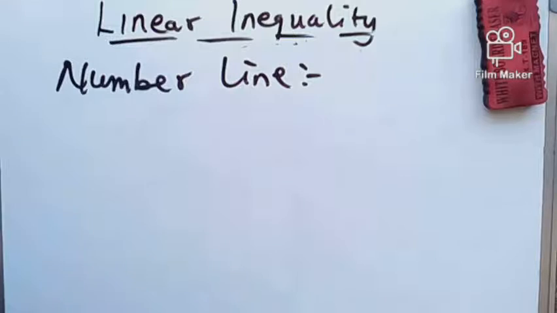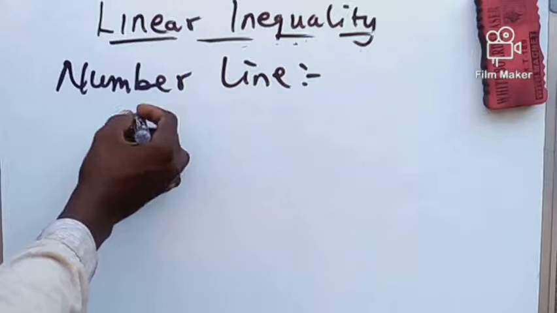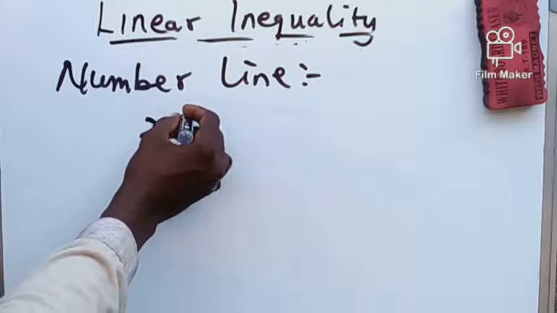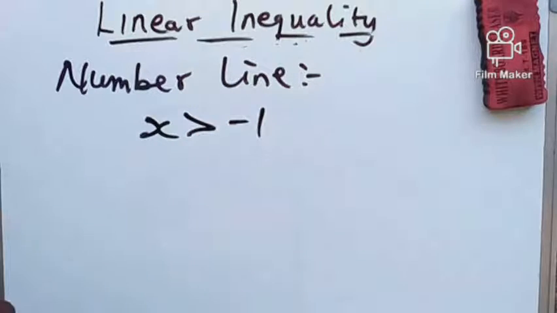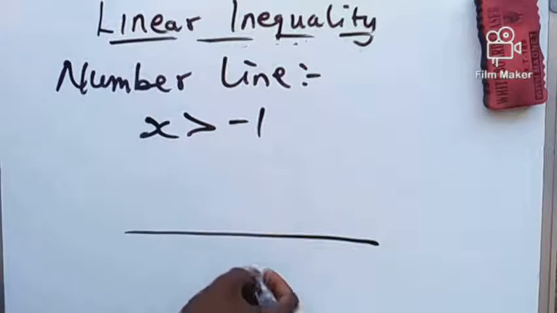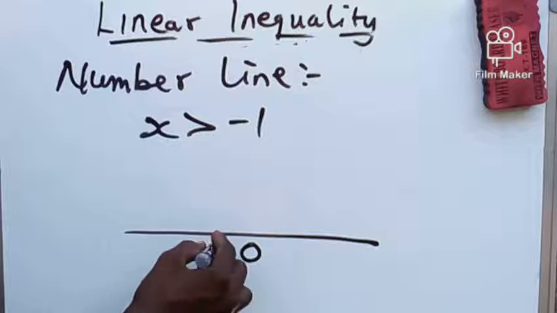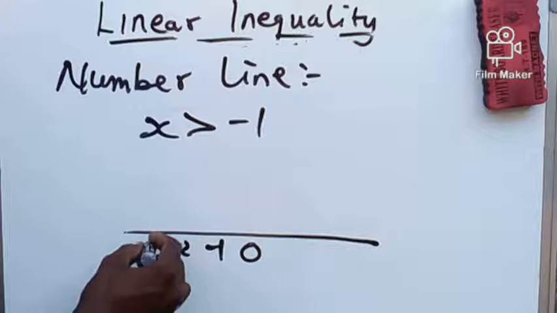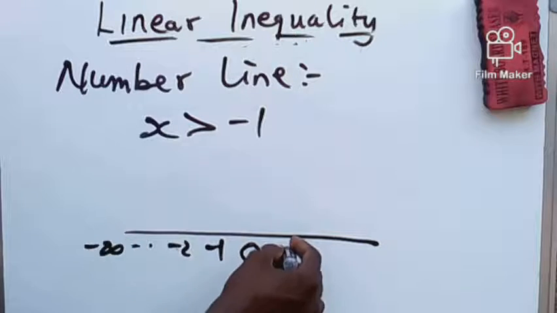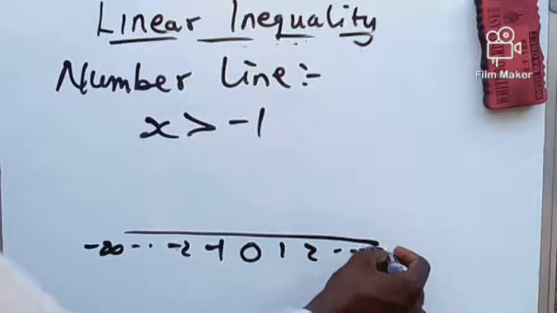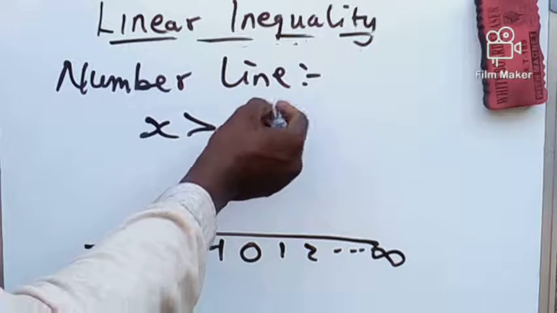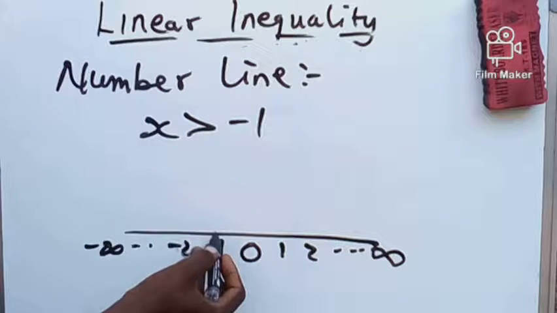So feel free to pause the video and represent this on the number line. x is greater than minus 1. How do you represent that on the number line? So you simply draw your number line and put your 0. Minus 1 should be around here. So this is minus 2 all the way to negative infinity. And then this is 1, 2 all the way to positive infinity. So you just quickly drop. Where is minus 1? This is minus 1.